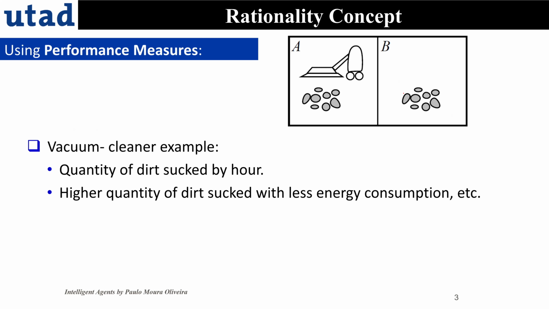So, using again the vacuum cleaner example from the book from Russell, two performance measures can be the quantity of dirt sucked by hour, or the higher quantity of dirt sucked using the less energy consumption. So, this is just two of the examples. We can use as many criteria as you want.